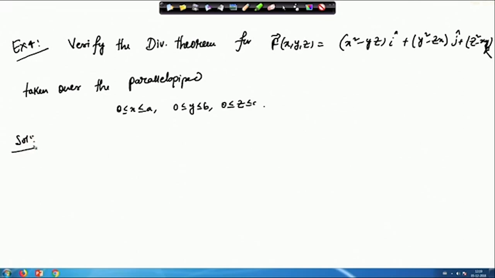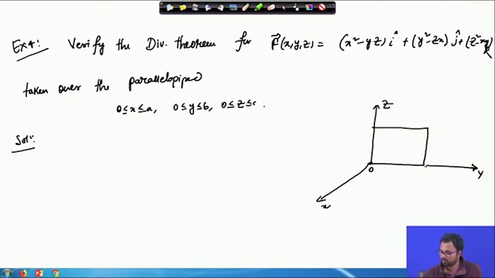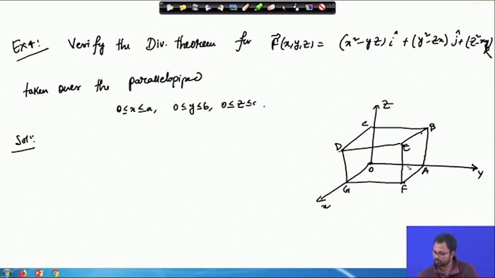So, the solution. First of all let us draw our parallelopiped. This is the origin, that is my x axis, that is y axis, this is z axis, and if I draw, then this is A, B, C, D, E, F and G. All right. So, we have 6 faces, right? Yes. All right.